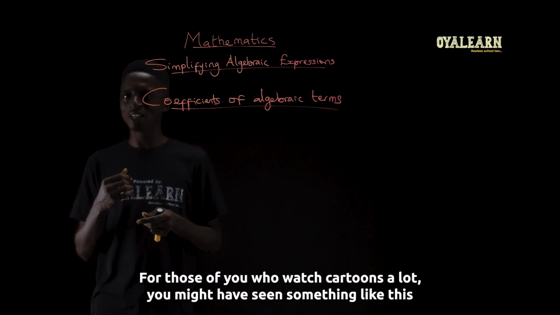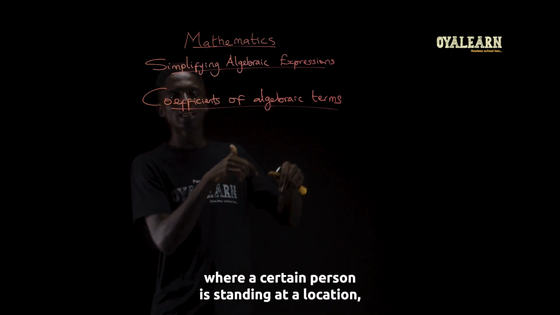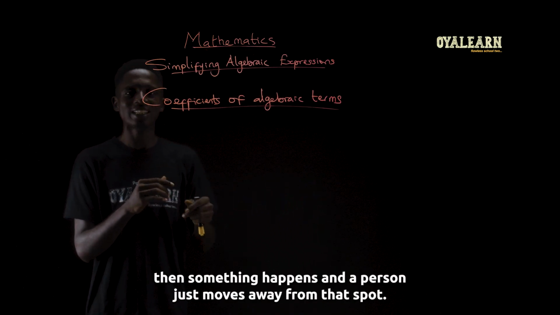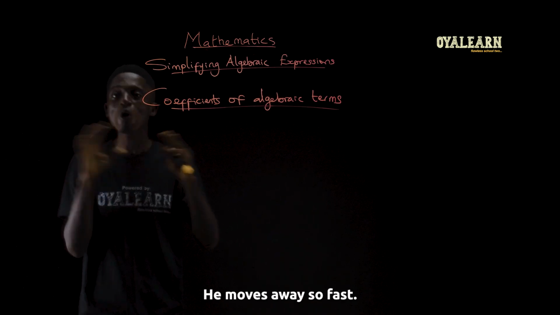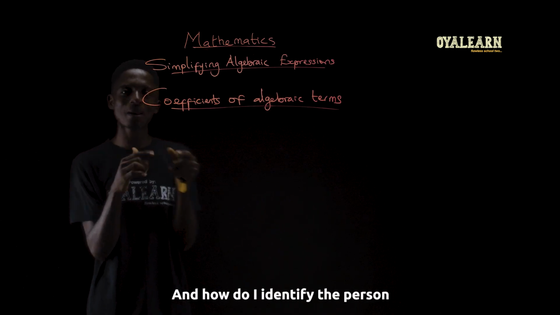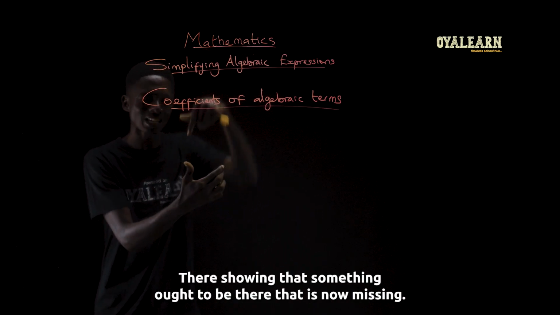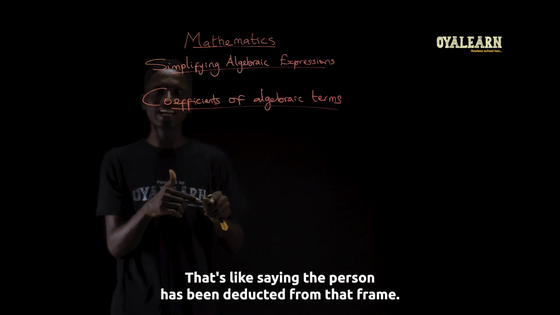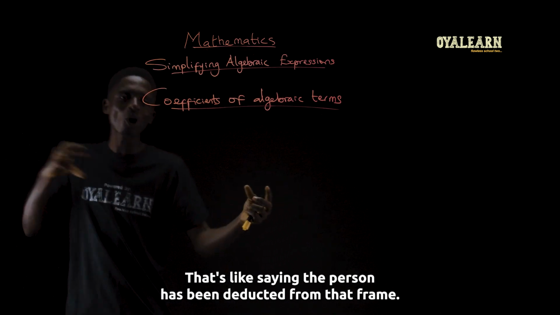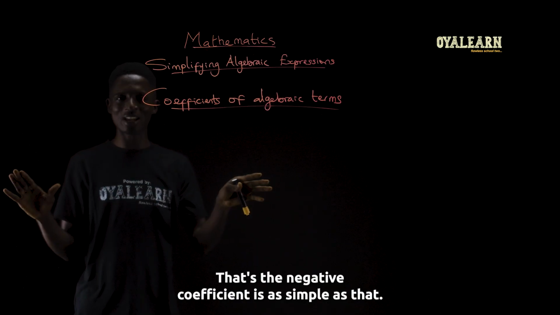For those of you who watch cartoons a lot, you might have seen something like this, where a certain person is standing at a location, then something happens and the person just moves away from that spot. He moves away so fast, and how they show the person has moved is you see the outline of the person's shape there, showing that something ought to be there that is now missing. That's like saying the person has been deducted from that frame. That's a negative coefficient. It's as simple as that, okay?